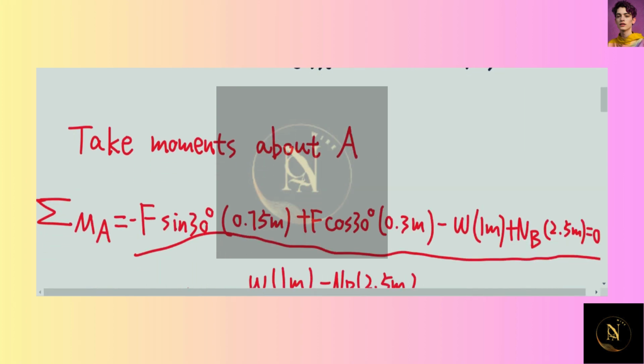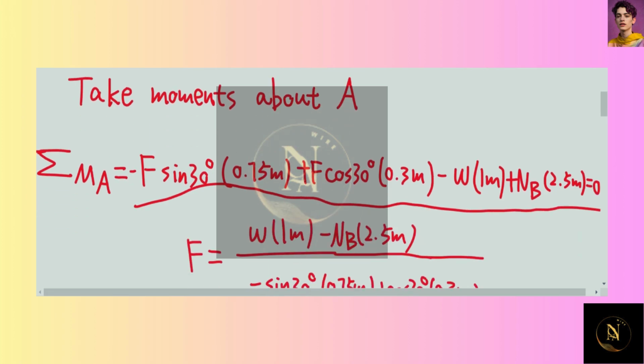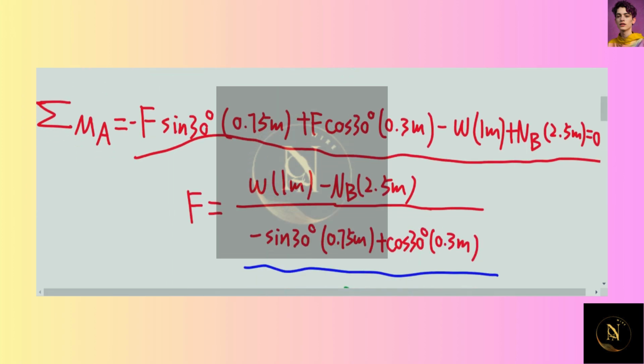And this equation here describes the total moments about point A. And the values with the meter here are the lever arm for each force. So we consider the counterclockwise moment as positive and the clockwise moment as negative. So if we do some arrangement here, eventually we'll have the towing force equal to W times 1 meter minus NB times 2.5 meter, over negative sine 30 degrees times 0.75 meter plus cosine 30 degrees times 0.3 meter.